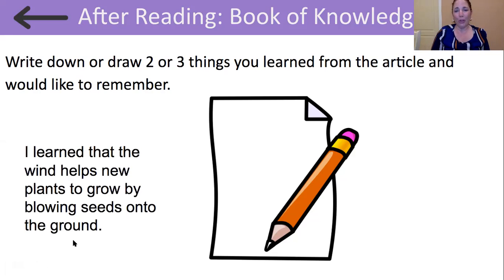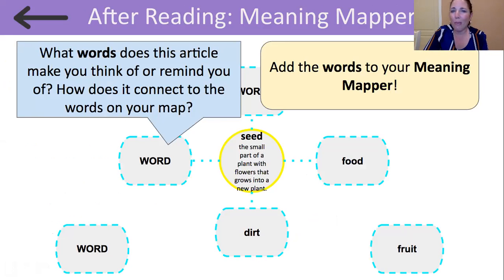Great job writing down what you learned as we read this article a day. Now, let's take another look at our meaning mapper. Let's take our meaning mappers out and let's think about our focus word again, seed. Now remember, the seed is the small part of a plant with flowers that grow into a new plant. And we've already come up with so many words to connect to the word seed and other words on our meaning mapper. Think of a new word that you can add to your meaning mapper now and how it might connect to the other words on your map.